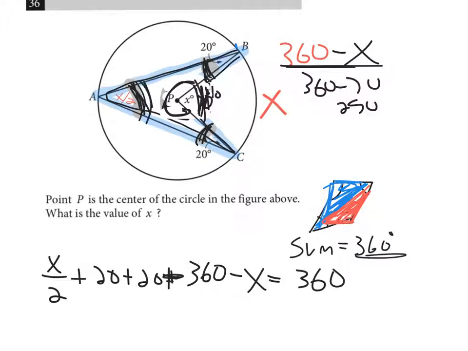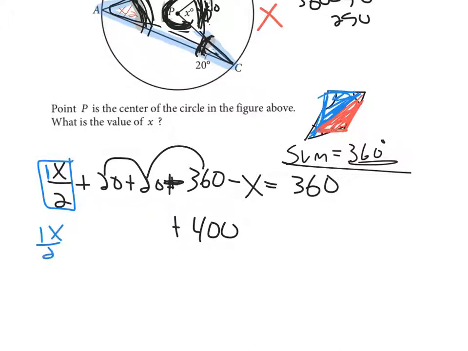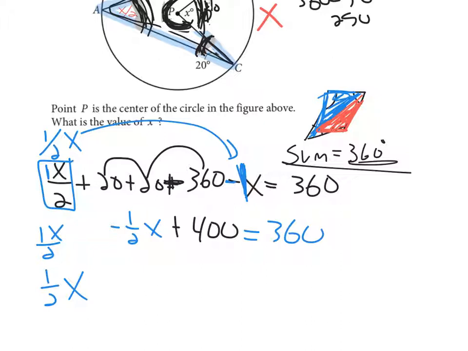So I'm going to take the 4 angles of the quadrilateral: x over 2, the two 20s, and the 360 minus x, add them up, and say they have to equal 360, because the sum of the angles of a quadrilateral is 360. So here's what I have. 20 plus 20 plus 360 is going to be 400. And here I have x over 2. That's the same as 1x over 2, which is the same as 1/2 x. So if I take 1/2 x and subtract 1x, a half minus 1 is negative a half. So here I have negative 1/2 x plus 400 equals 360.